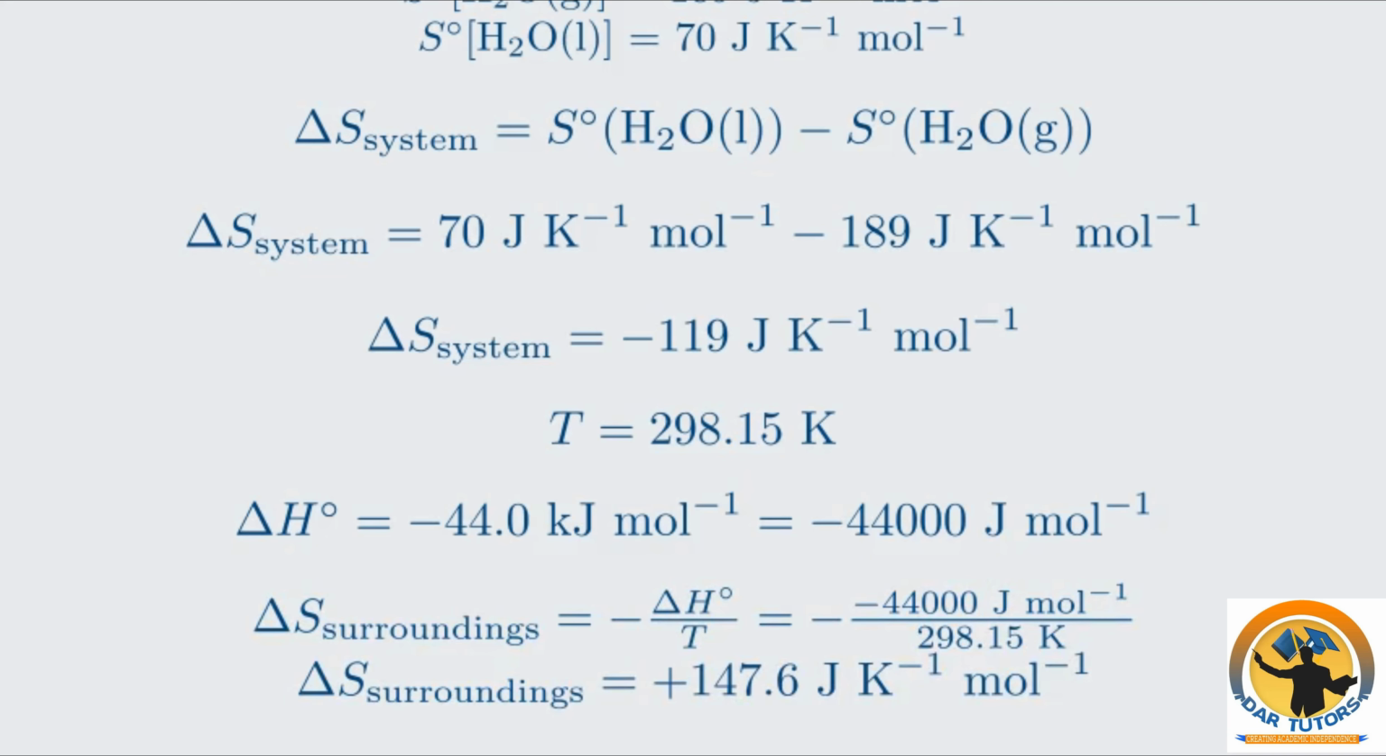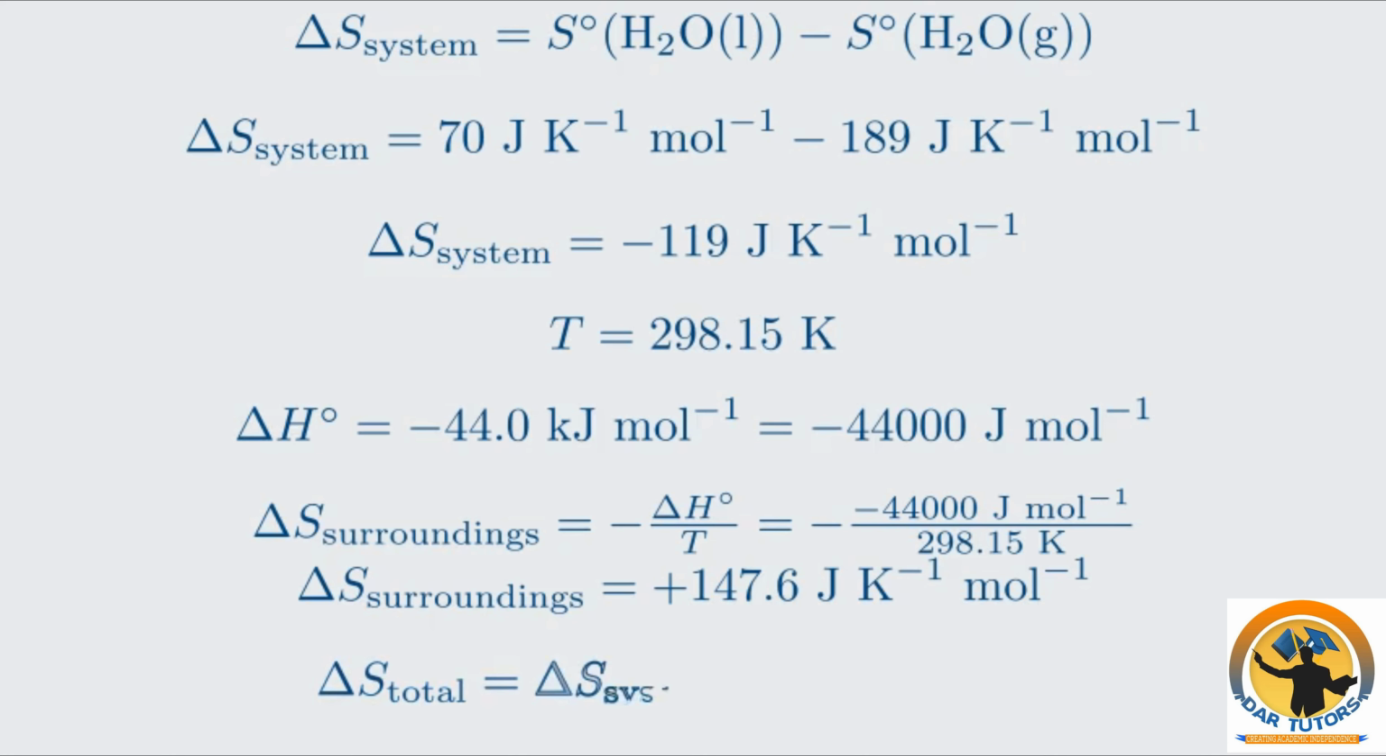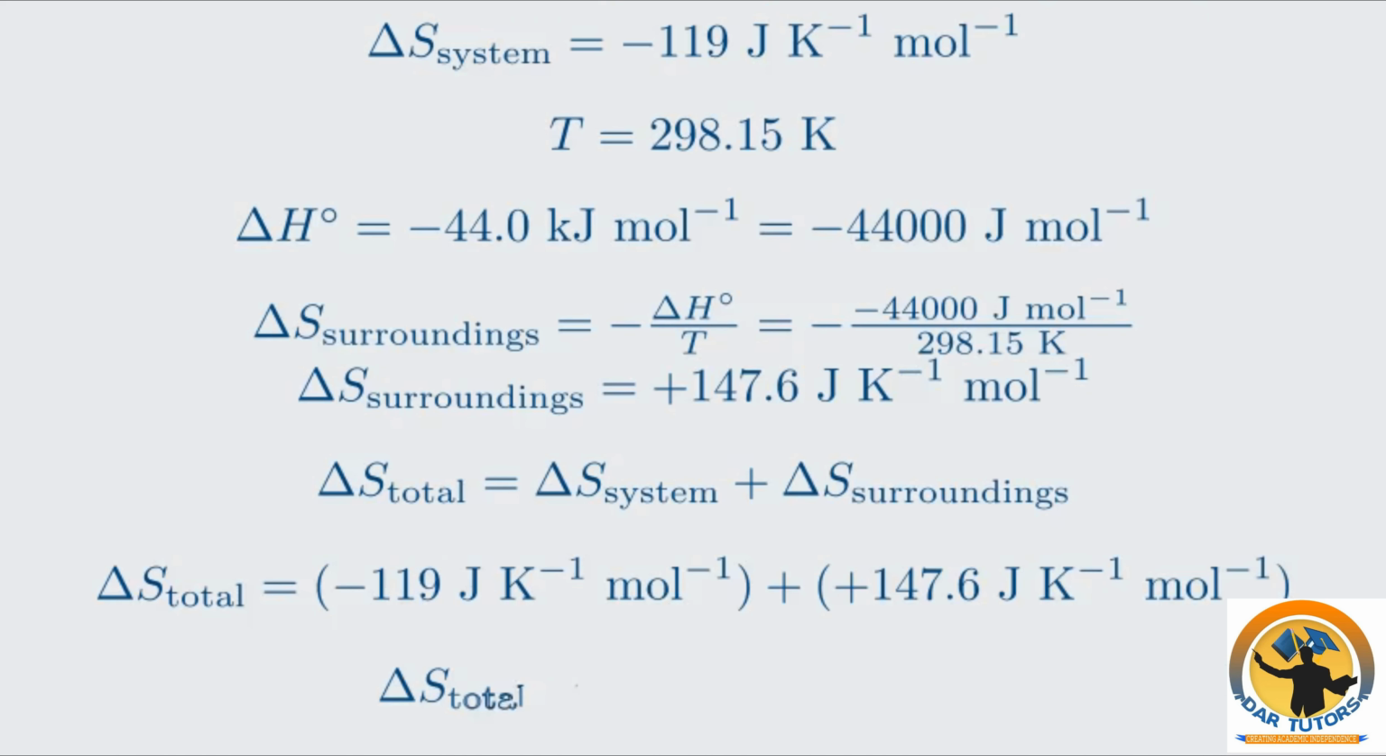Finally, we can determine the overall spontaneity. ΔS total is the sum of ΔS system and ΔS surroundings. Negative 119 plus 147.6 equals positive 28.6 J K⁻¹ mol⁻¹. Since this value is positive, the total entropy of the universe increases, and we can conclude that the condensation of water vapor at 25 degrees Celsius is a spontaneous process. This result confirms what we observe in everyday life. Water vapor spontaneously condenses on a surface cooler than its boiling point. It's a spontaneous process driven by the entropy increase of the surroundings, which outweighs the entropy decrease of the system.